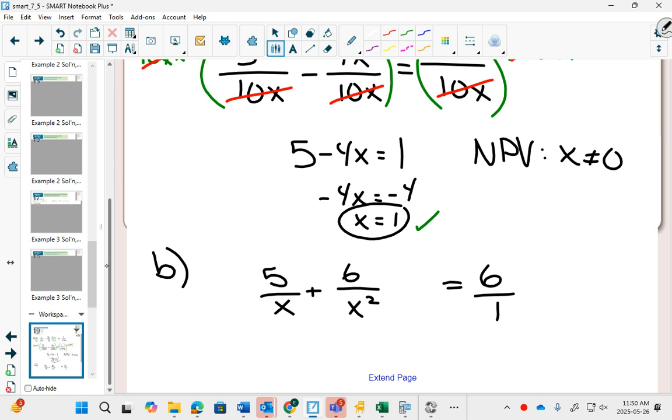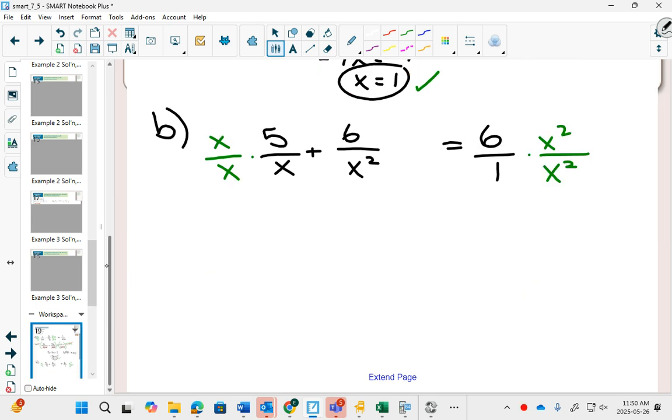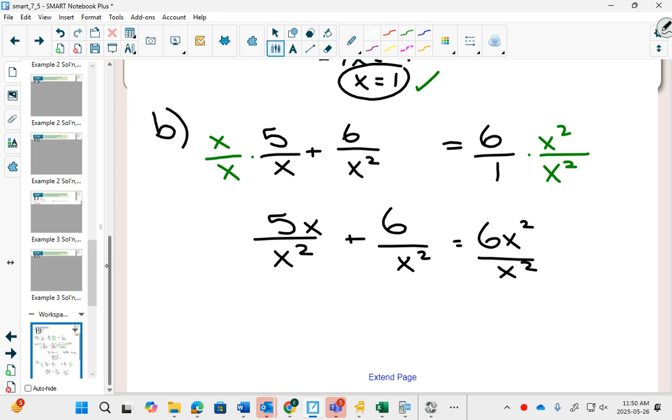So now I'm going to look at all my denominators. I want a common denominator. The numbers are just 1, so they're going to be fine. This one is missing an x. Second one's actually got everything already. And the last one, my common denominator is going to be x squared. So then I would have 5 over x squared plus 5x over x squared, plus 6 over x squared equals 6x squared over x squared.